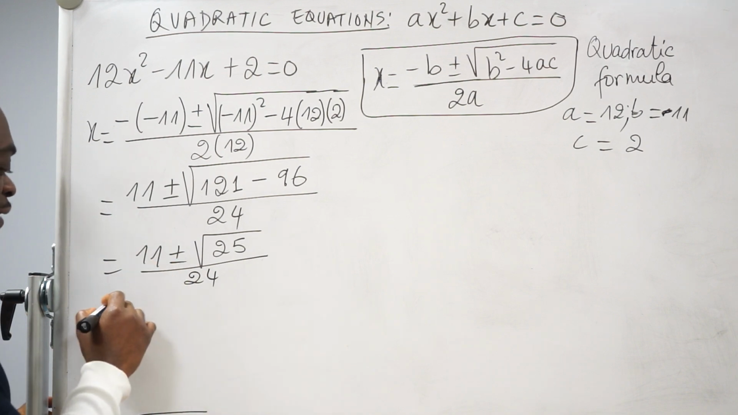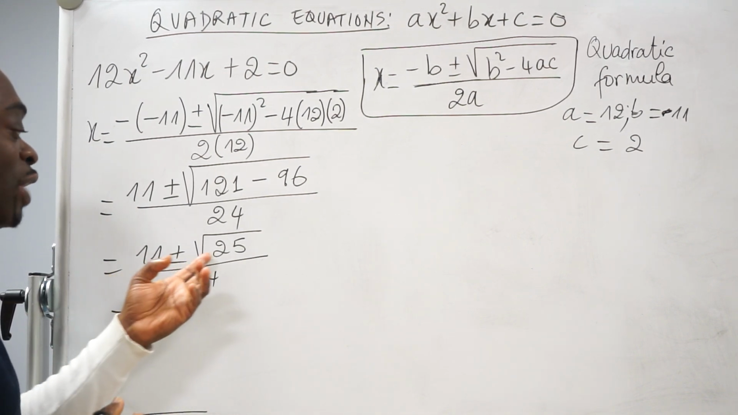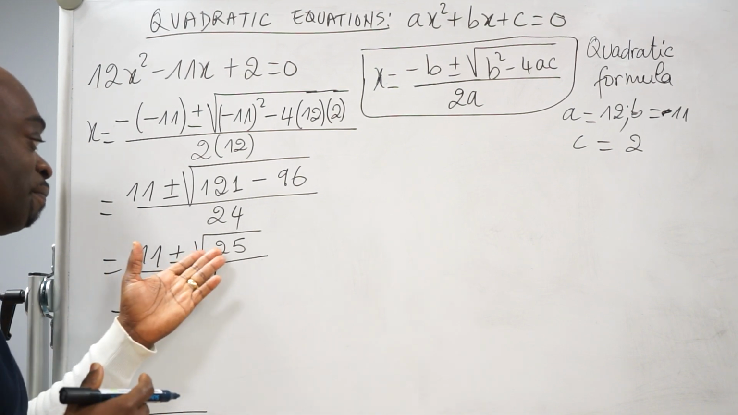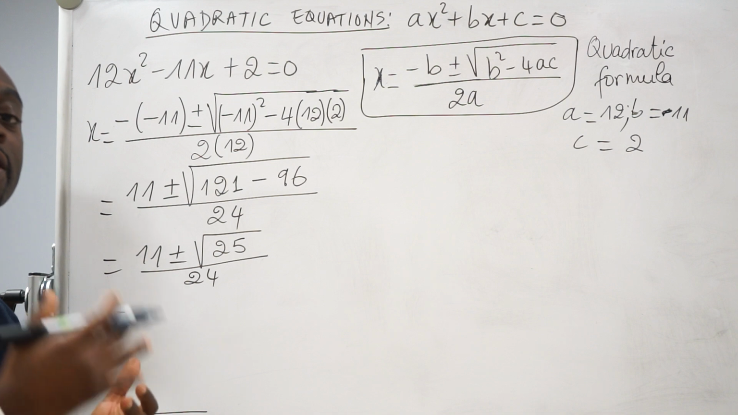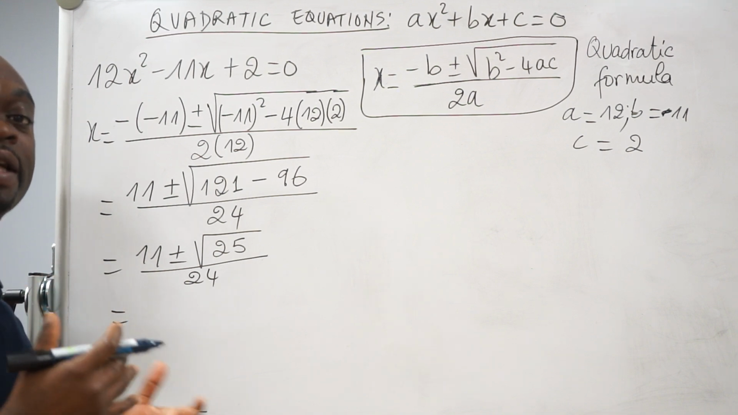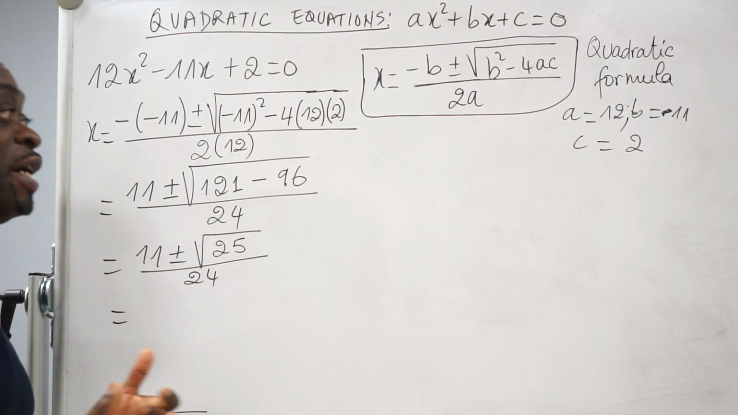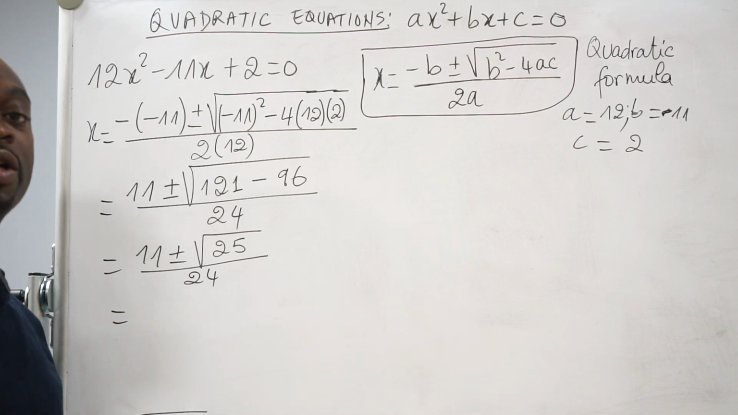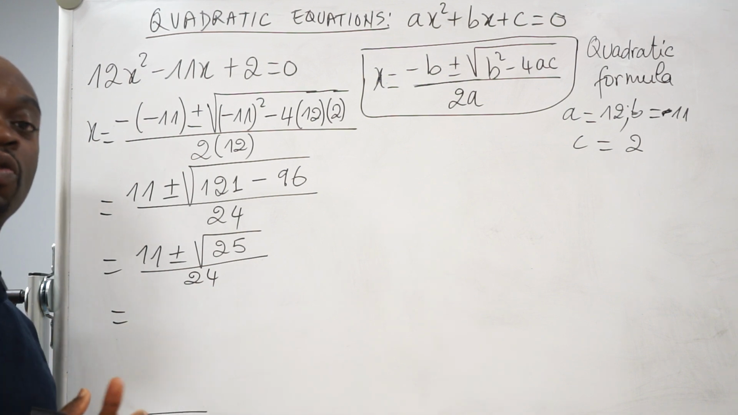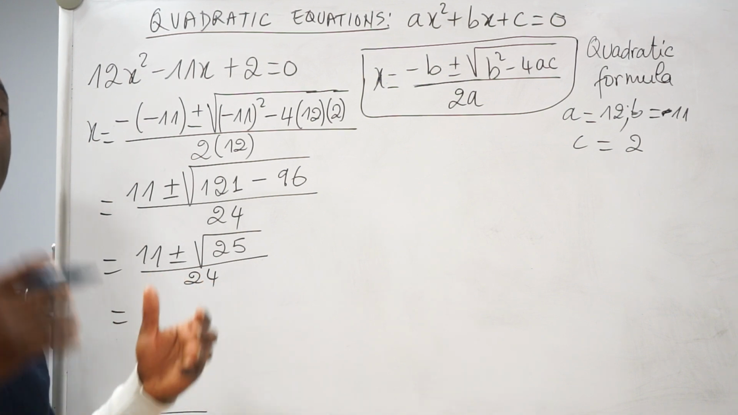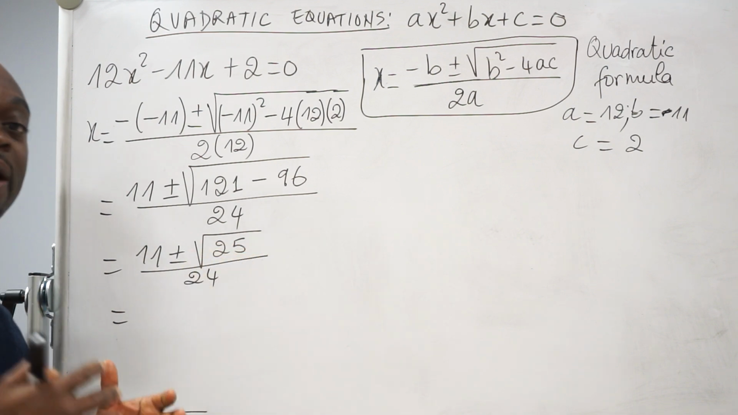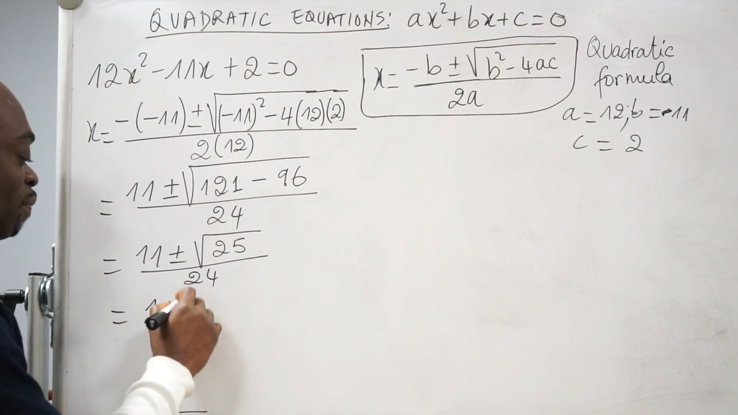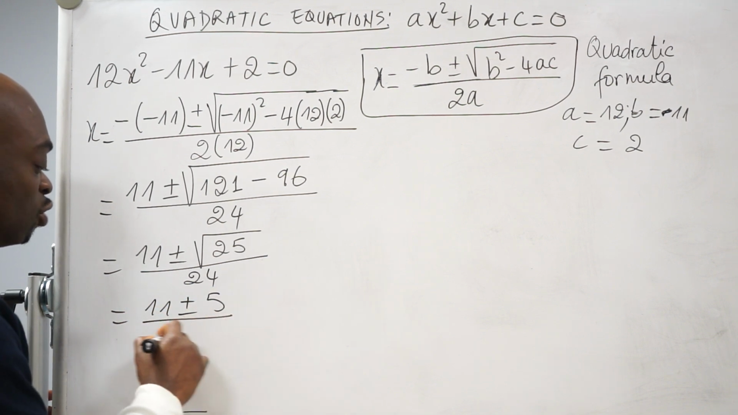We good? Then we can finish with the radical. If whatever we have under the radical is a perfect square, that means 2 numbers that multiply by themselves to give you that number. That's what we call a perfect square. A perfect square could be 4 because 2 by 2 is 4, 9 because 3 by 3 is 9, or 16 because 4 by 4 is 16. So we're looking for the number that multiplies itself to give us 25, which is 5. So we end up with 11 plus minus 5, over 24.